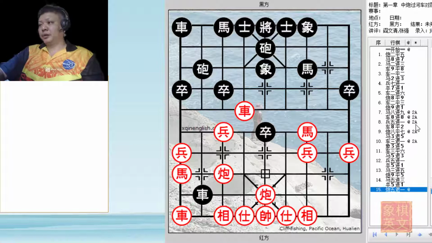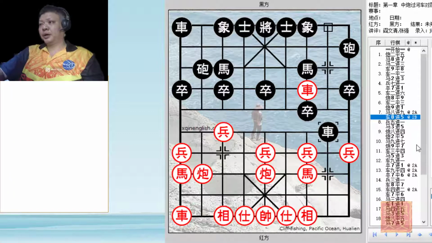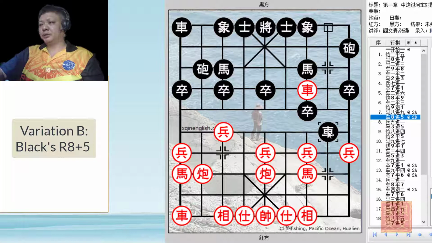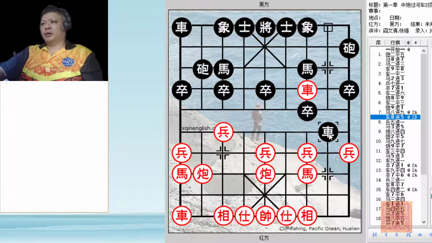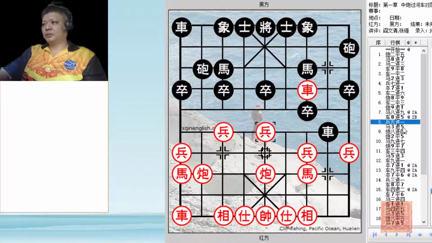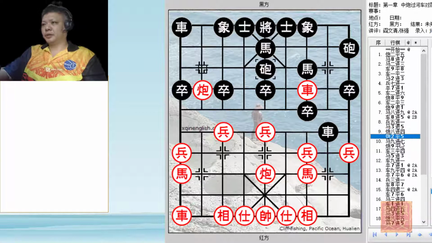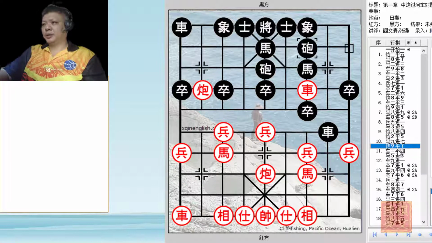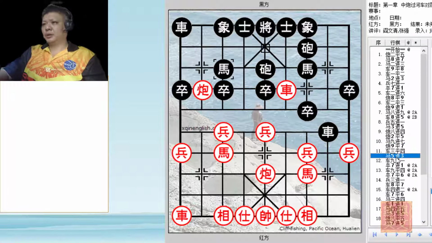Now in variation B, R8 plus 5 was played as black does not attack so deeply but chooses the riverbank as its main area of attack. P5 plus 1, H3 minus 5. Again, the horse retreating, the central horse is a major component for black in this opening system. Attack. Dislodging. Protecting the central pawn, and also allowing for R1 plus 1 if need be.